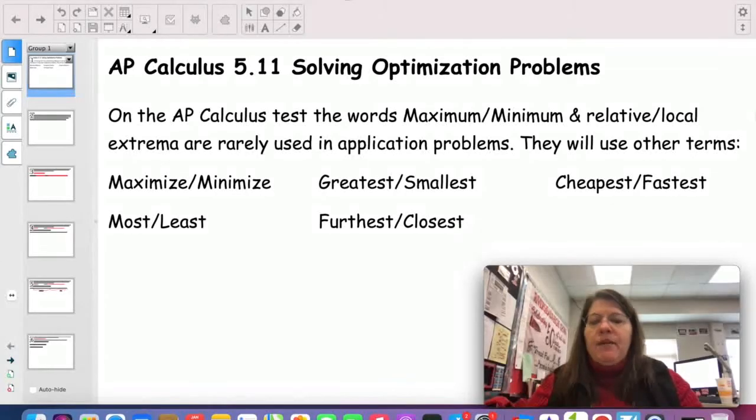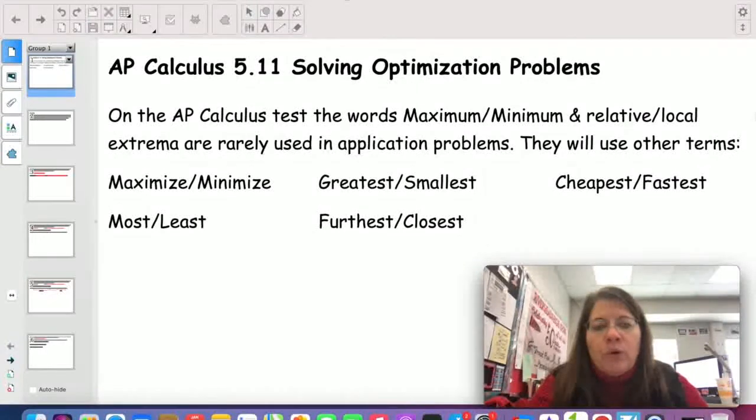This is AP Calculus 511, solving optimization problems. On the AP test, you're going to have a lot of applications for relative maximum minimums or local maximum minimum problems. They very rarely will use the term relative or local extrema. Instead, they're going to disguise these problems into real life situations.